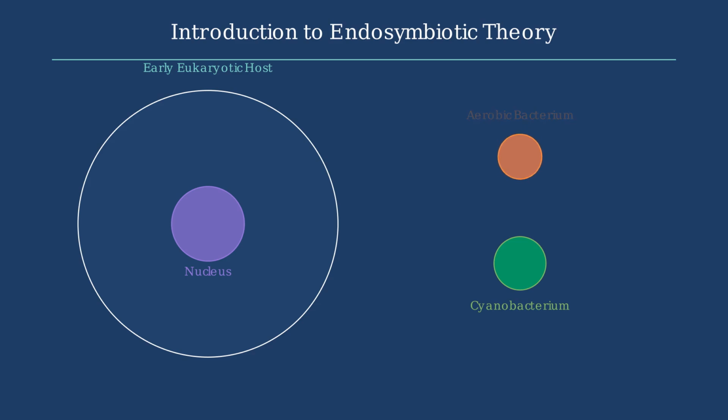Instead of being digested, these prokaryotes survived inside the host cell. Over time, a symbiotic relationship formed, with each organism providing benefits to the other. These prokaryotes eventually evolved into the mitochondria and chloroplasts found in eukaryotic cells today.